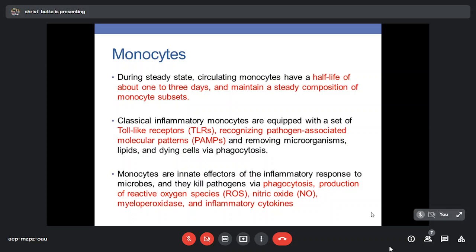Monocytes. During a steady state, circulating monocytes have a half-life of about 1 to 3 days and maintain a steady state composition of monocyte subsets. Classical inflammatory monocytes are equipped with a set of toll-like receptors, the TLRs, recognizing the pathogen-associated molecular patterns. Monocytes are innate effectors of the inflammatory process and also kill pathogens by phagocytosis, reactive oxygen species, nitric oxide production, myeloperoxidase, and a range of other inflammatory cytokines.